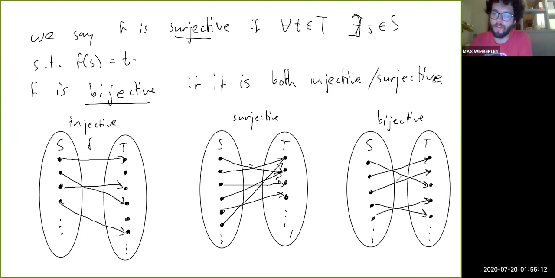And then over here we have a bijective function, where each one gets mapped to exactly one point over here, and no points are left out, so they're matched up perfectly. Okay, this brings us to the concept of inverses.